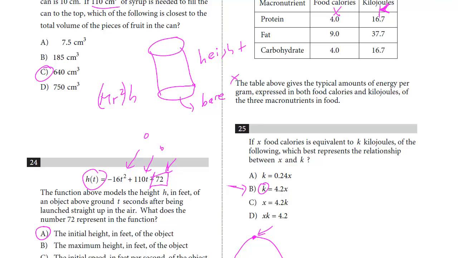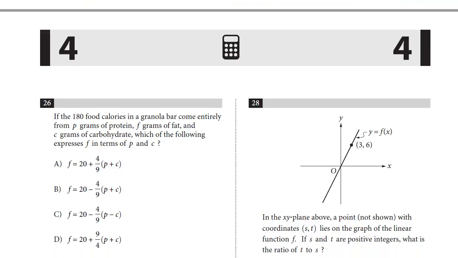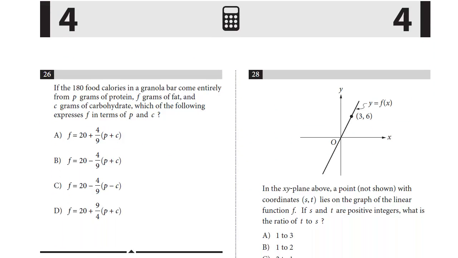And I'm going to do this last question because it's a two-part one. All right, 26. If 180 food calories in a granola bar come entirely from P grams of protein, F grams of fat, and C grams of carbohydrates, which of the following expresses F in terms of P and C? So here, this is another question. We've seen this phrase. We want to express F in terms of P and C. We want to isolate F. And so let's get the relationship between them.